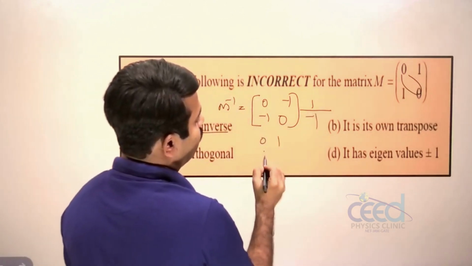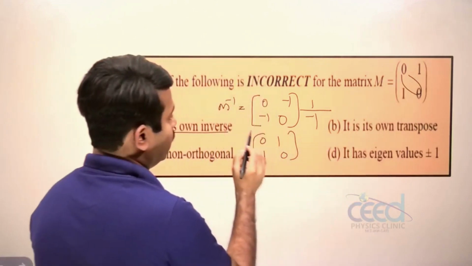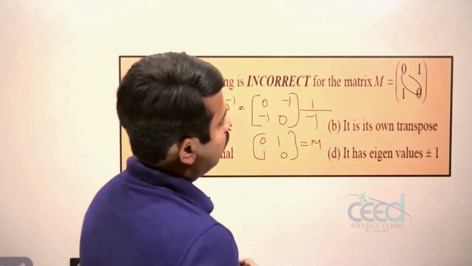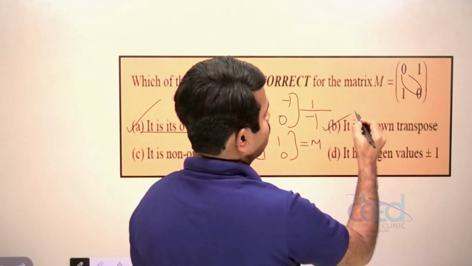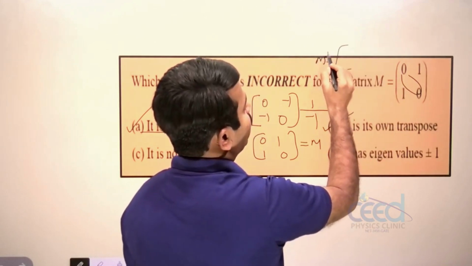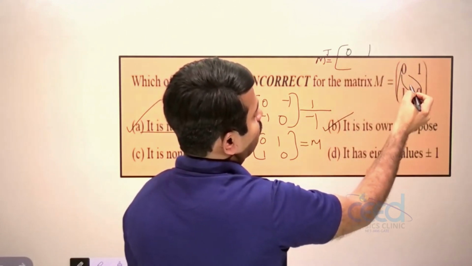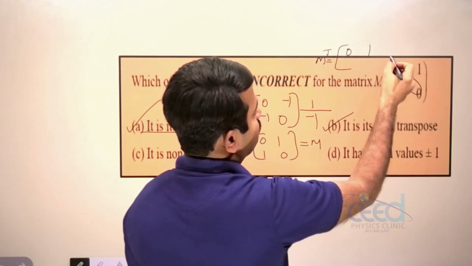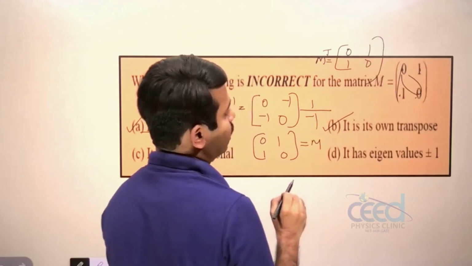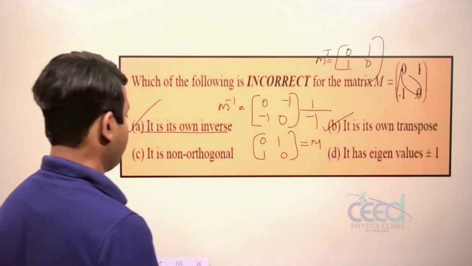Then 0, 1, 1, 0. That means it is the same: M inverse is equal to M. So this is correct. Now, it is its own transpose. What is the transpose of this matrix? M transpose: write this column as 0, 1, and the next column as 1, 0. Then you get the same matrix. So this is also correct. It is its own transpose.